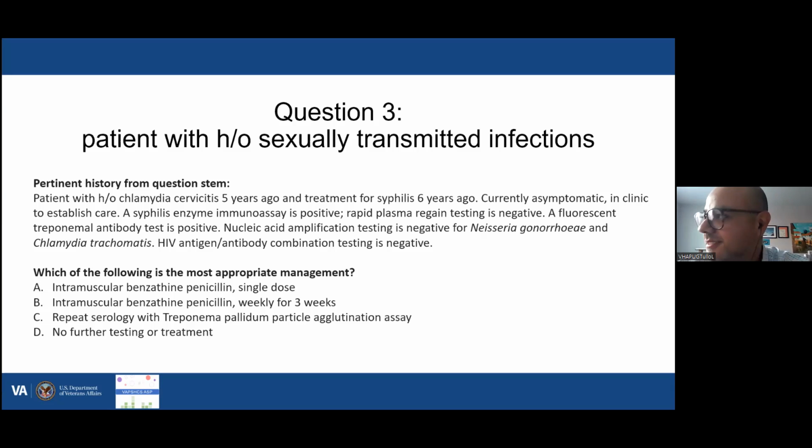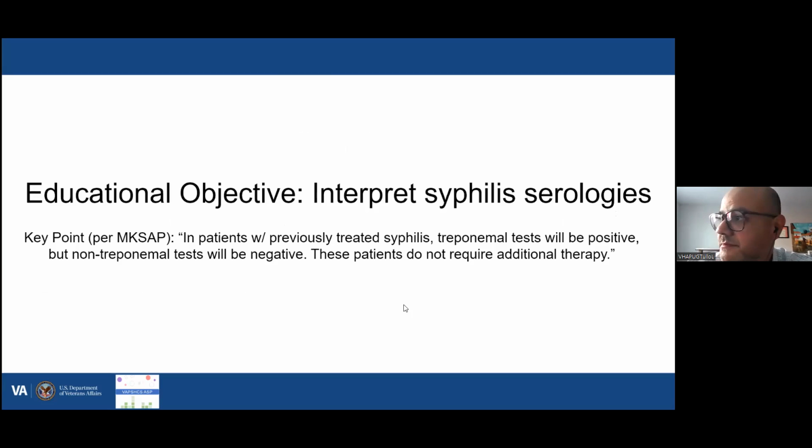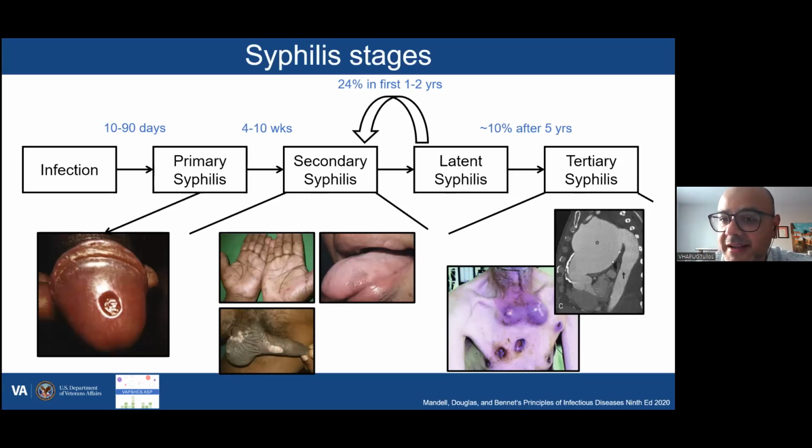B, no further testing or treatment was the most selected answer. Fantastic. Yep. And that is the correct answer, because the patient had a positive treponemal antibody, but a negative non-treponemal antibody, and they had a history of treatment. Fantastic. So syphilis is one of my favorite infections.